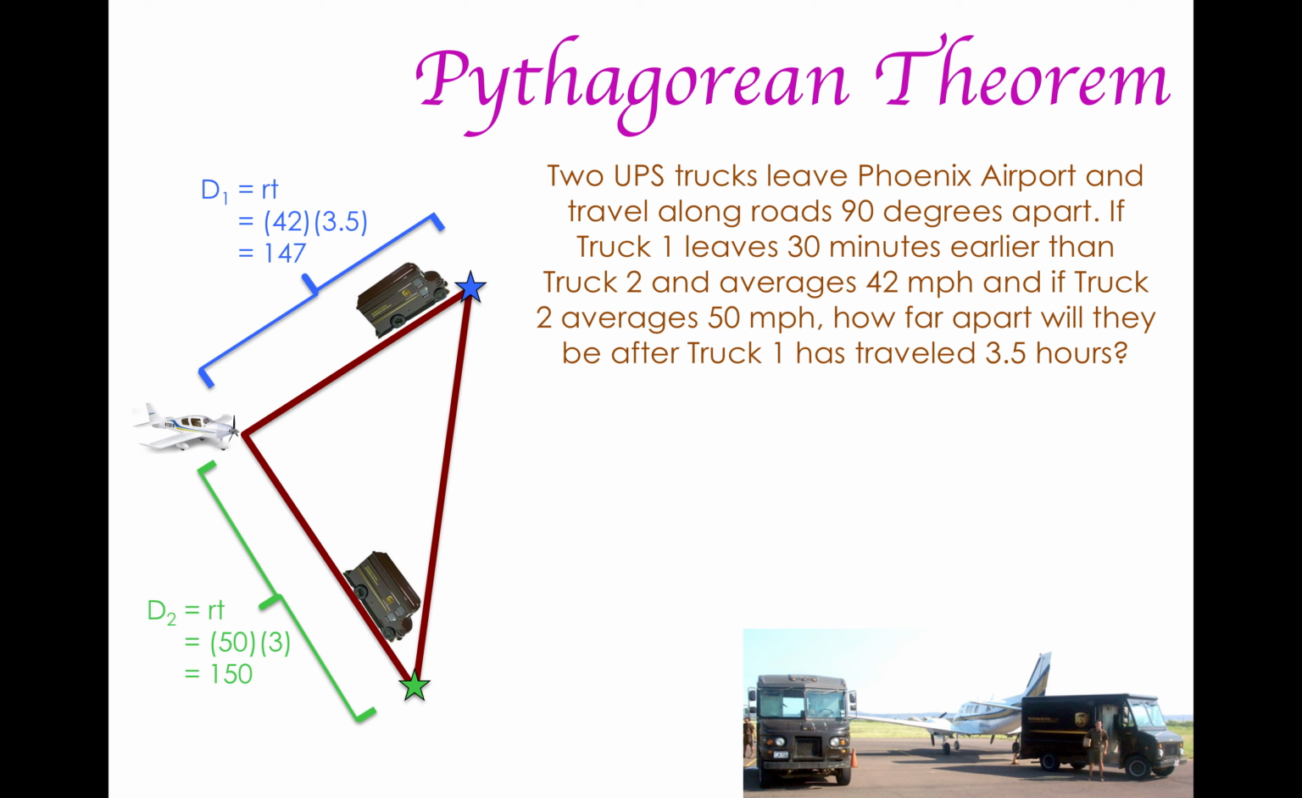Our formula for distance is rate times time. The R stands for the rate, which is the 42 miles an hour, and the T is our time. So for the blue truck, truck 1, the time is 3.5 hours, and for truck 2 it's 3 hours. Okay, so now we can calculate that. We can see that truck 1 has gone 147 miles. Truck 2 has gone 150 miles.